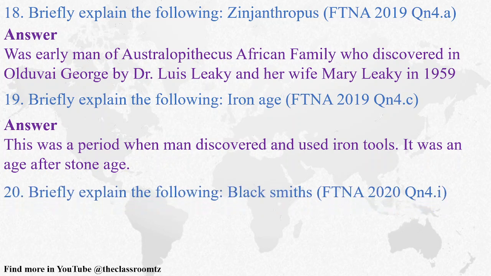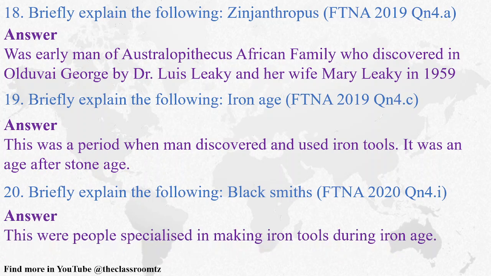Briefly explain the following. Who was a blacksmith? All of us are aware of this, I'm sure. Blacksmiths were the people specialized in making iron tools during the Iron Age. So we have blacksmiths and we have the Iron Age or iron tools. This concept you should connect with specialization of labor. Blacksmith is among the occupations or specializations that existed after the discovery of iron.